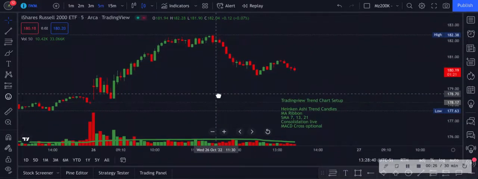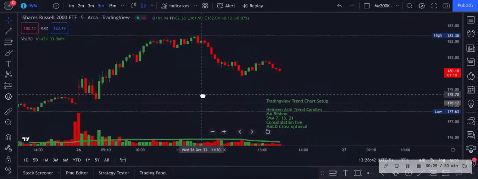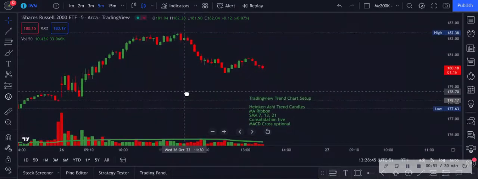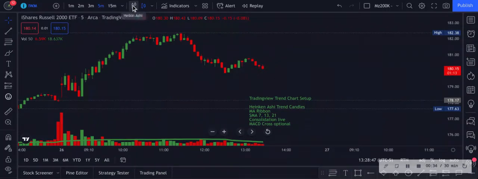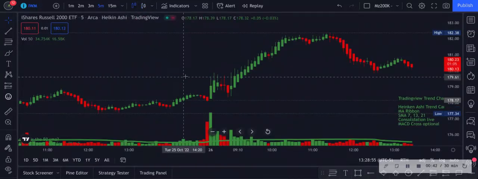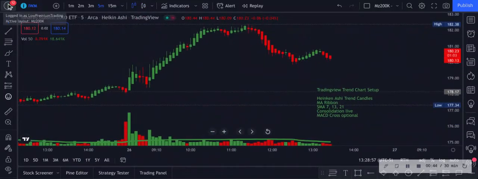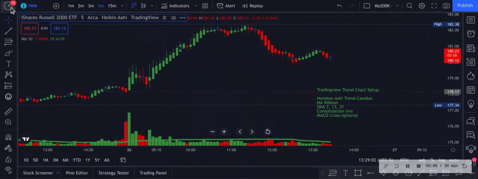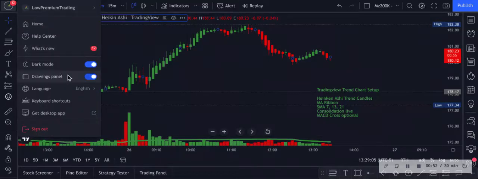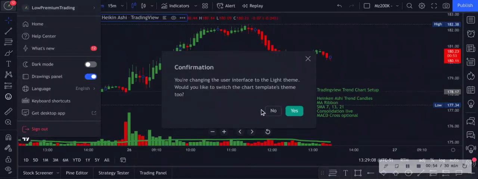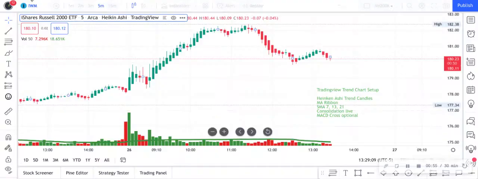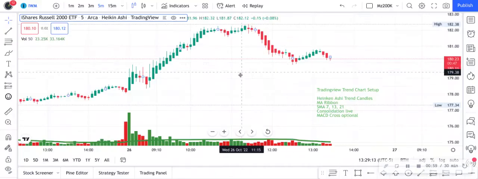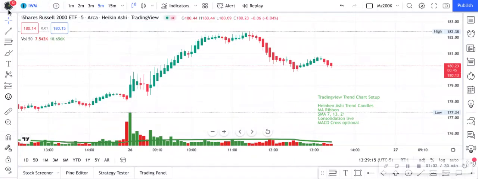So once you create your free TradingView account, you want to go to candles, and it's right here. And you want to change it to Heikin Ashi. Now I have the dark theme. It's up to you if you like the light theme, and it's over here. So over here in the corner, you'll click that and you can change it to dark mode or you can change it to light mode. I prefer dark mode. Light mode kind of blinds my eyes.